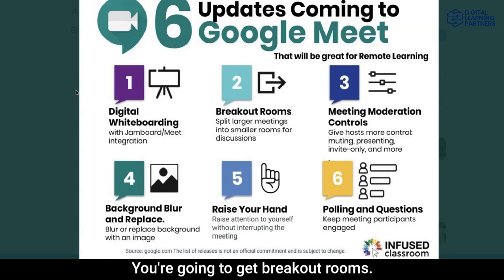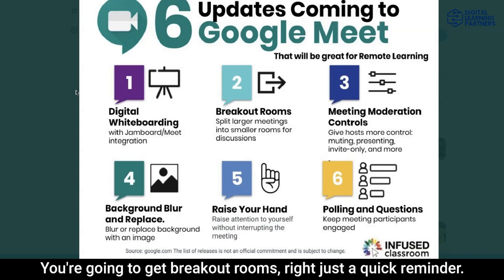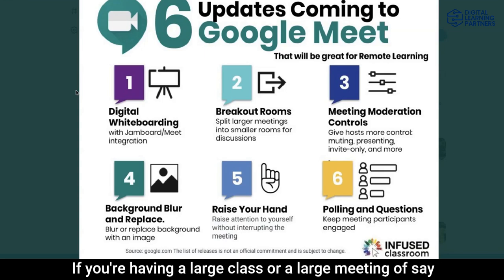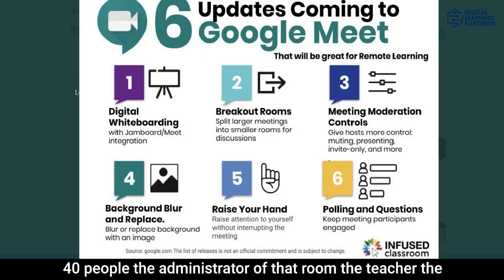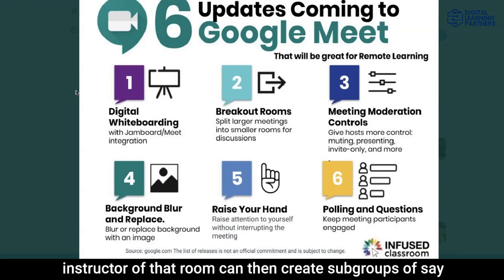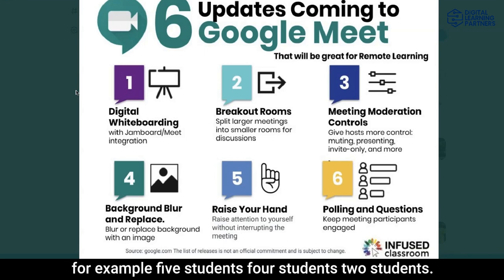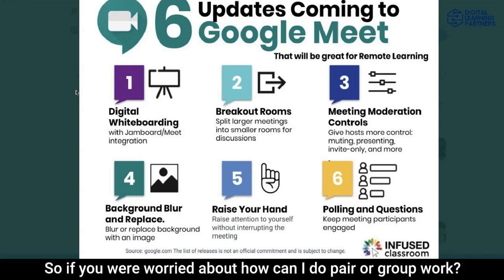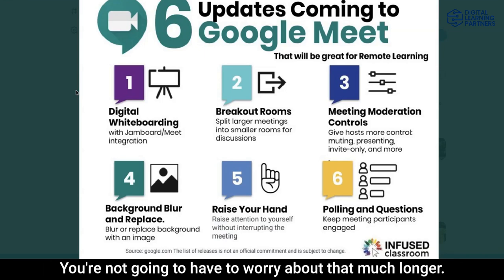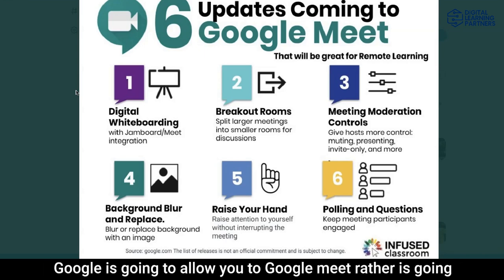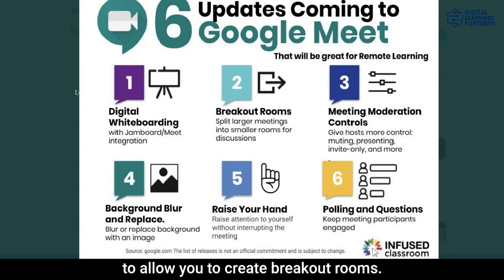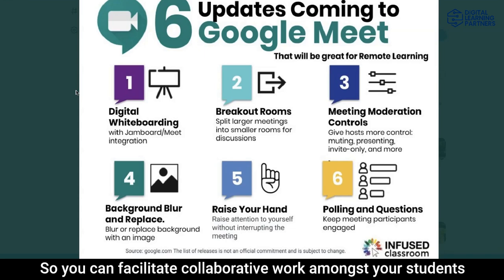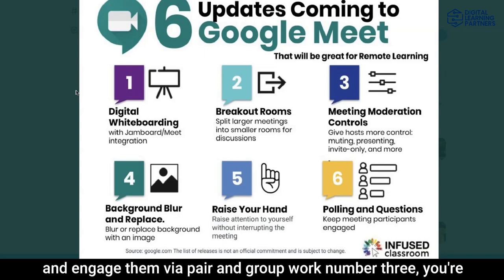Number two, you're going to get breakout rooms. Finally, you're going to get breakout rooms, right? Just a quick reminder, if you're having a large class or a large meeting of say 40 people, the administrator of that room, the teacher, the instructor of that room can then create subgroups of say, for example, 5 students, 4 students, 2 students. So if you were worried about how can I do pair or group work, you're not going to have to worry about that much longer. Google Meet is going to allow you to create breakout rooms so you can facilitate collaborative work amongst your students and engage them via pair and group work.